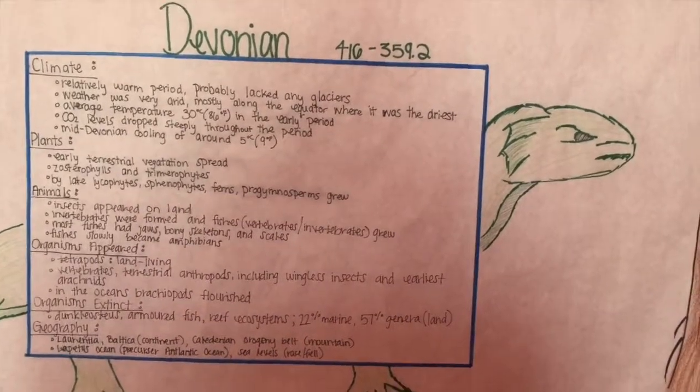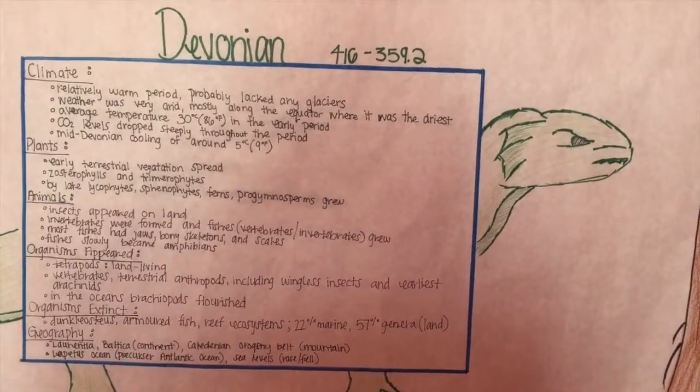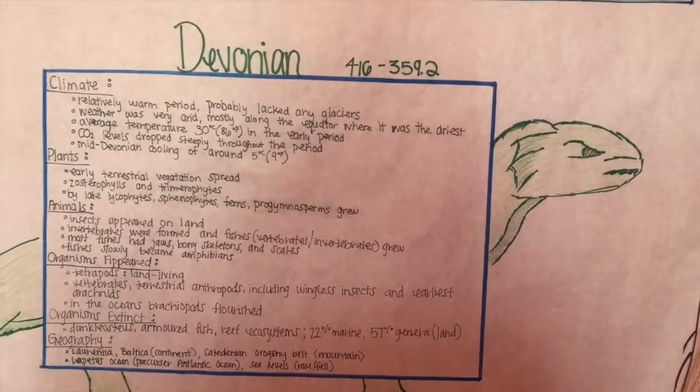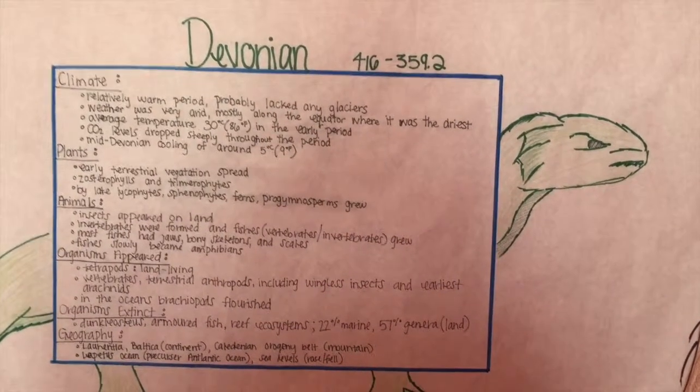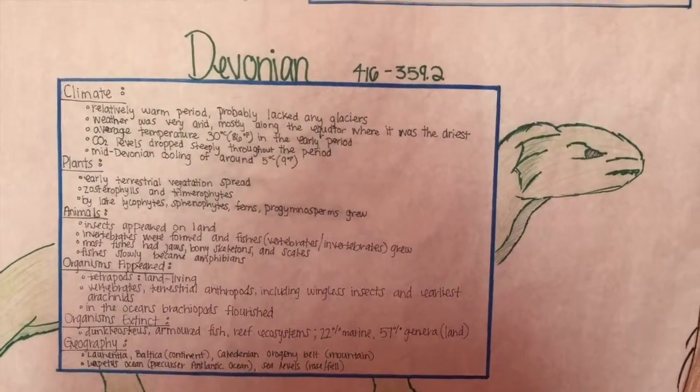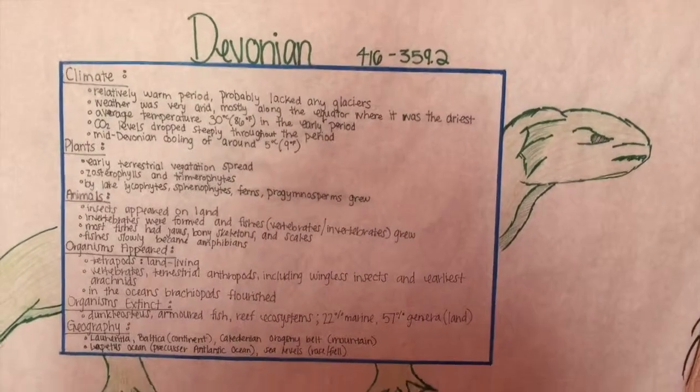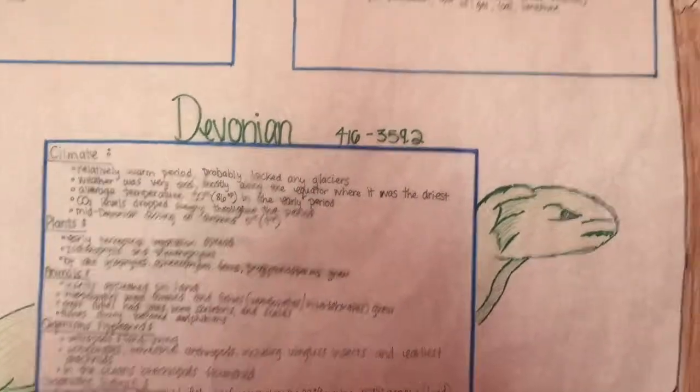The Rheic Ocean, the Laurentia and Baltica continents were present. The Caledonian orogeny belt mountain was formed, and there were high sea levels.